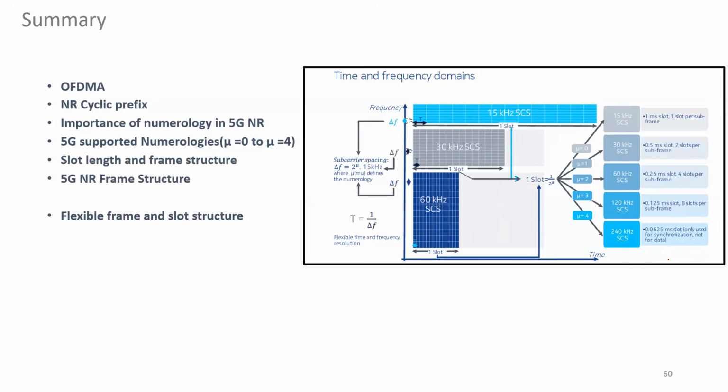As part of the discussion of numerologies, we have identified that we have cyclic prefixes. Again, the size of the cyclic prefix depends on the value of mu, and the higher the mu, the smaller the size of CP. Based on that, the numerology, the size of the cell, and the frequency all relate. So numerology, size of the cell, frequency, and size of cyclic prefix are all interrelated. What we have discussed is about frame, subframe, slots, and symbols.